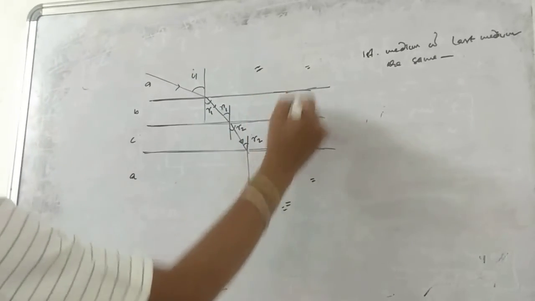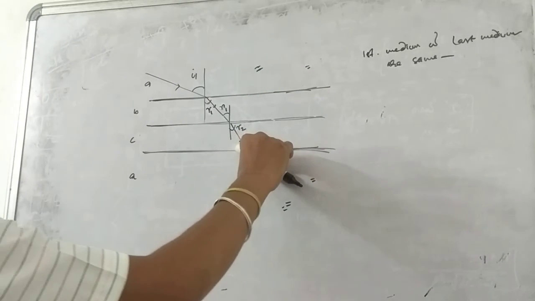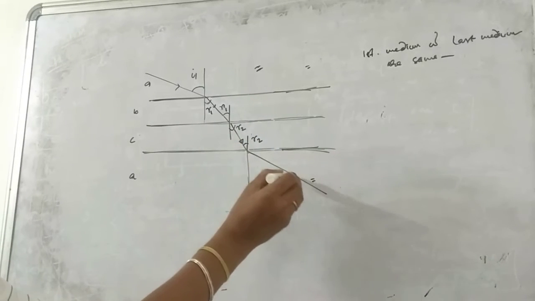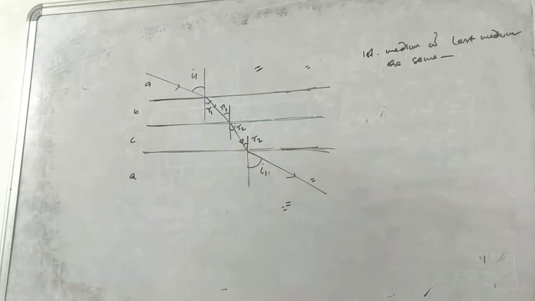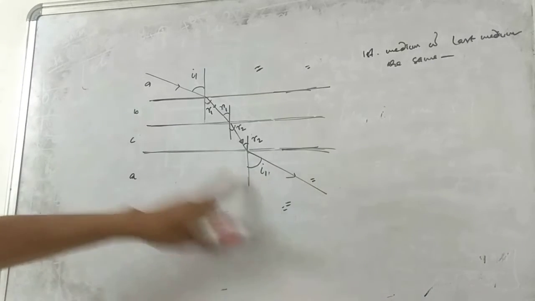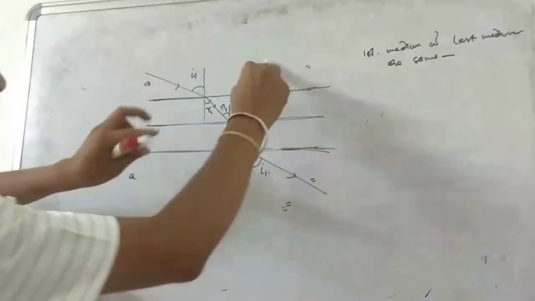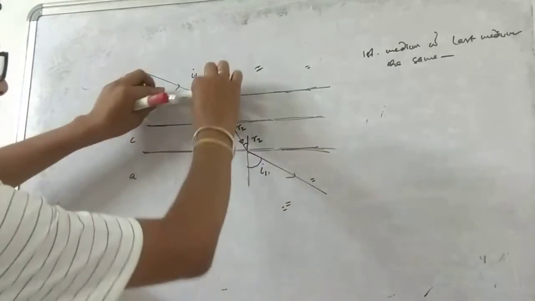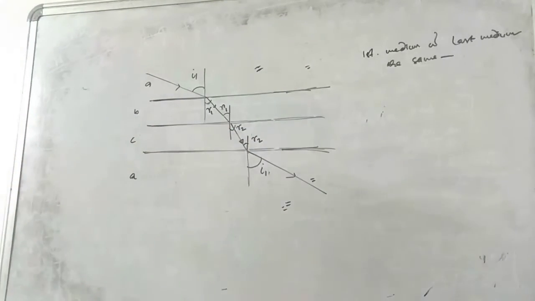Since this medium is same and these are parallel, therefore this light and the final light should be parallel. That means this angle will again be I1. The angle of refraction at the last medium is also equal to the angle of incidence at the first medium, because this light and this light should be parallel, since these two mediums are same and these are parallel. Since these two are parallel and these two mediums are same, therefore this light and this light should be parallel. That means this angle and this angle should be equal. It's very important.